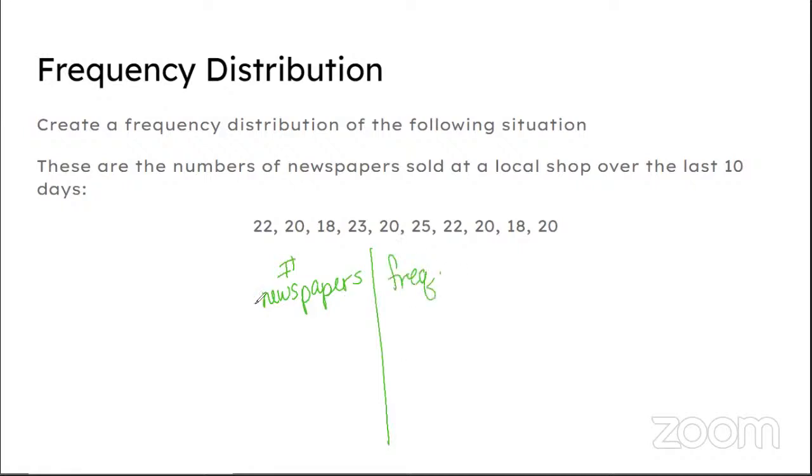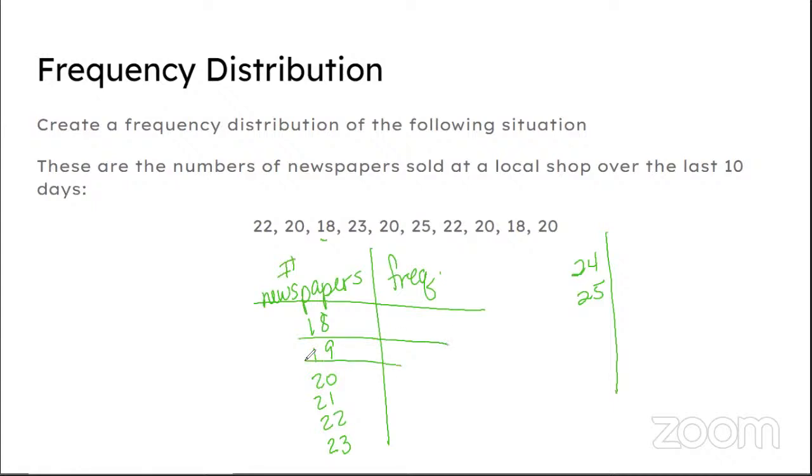So I have numbers of newspapers and I have frequency, and it looks like 18 is going to be my lowest number. 18, 19, 20, 21, 22, 23, and I'm running out of room because I see a 25 there, 24, and 25. So let's go ahead and count these up. Ooh, very little room there.